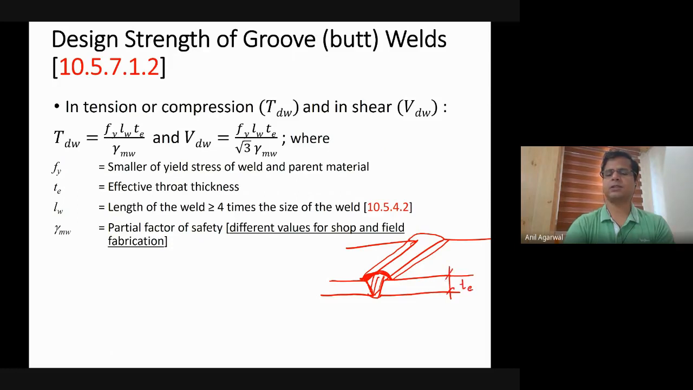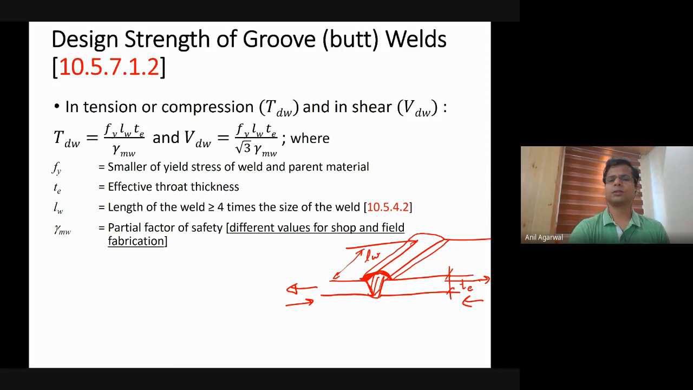So if this is the case, if the two plates are of equal thickness, this is TE. Otherwise, I have told you how to calculate TE. And LW is this length, that is the length of the weld. And Fy is the yield stress, that is the minimum of the yield stress of the base plate or parent metal and the yield stress of the filler metal, divided by gamma mw. So in tension or in compression, this is the strength of this welded joint. Straightforward, right?